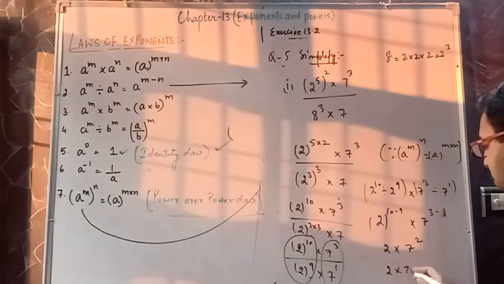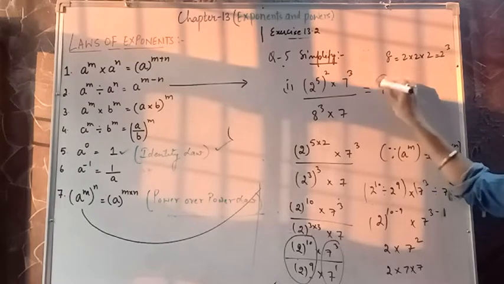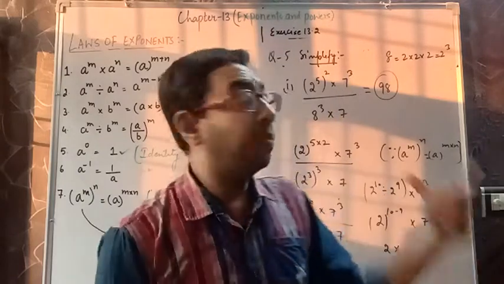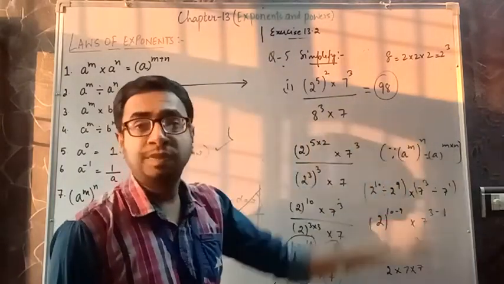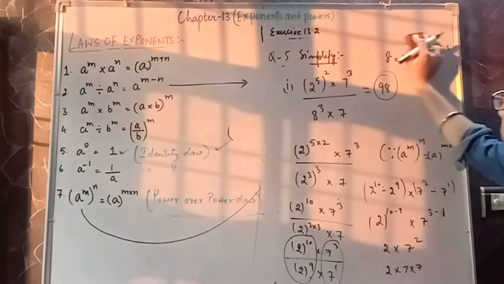What do you mean by 7 raised to power 2? 7 into 7, which is 49. 49 into 2 is 98. 98 is the answer. Such a big question, and the answer is 98. This is the advantage of exponents and powers: big terms, simpler answer. Right? Are you clear with the question? Any doubt anyone is having in this question?